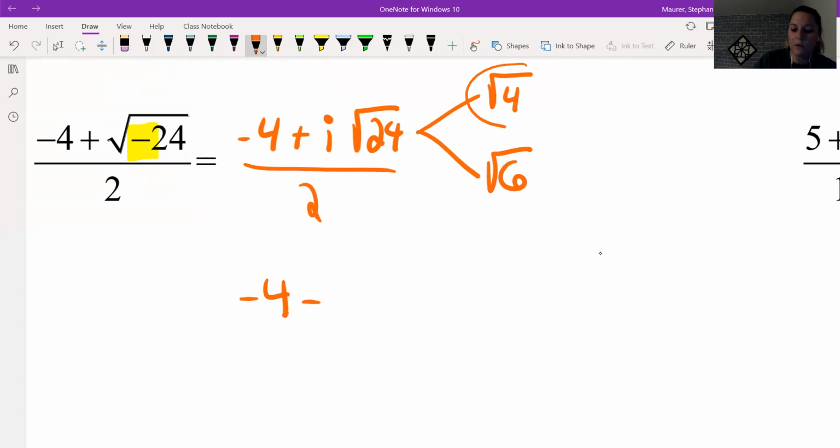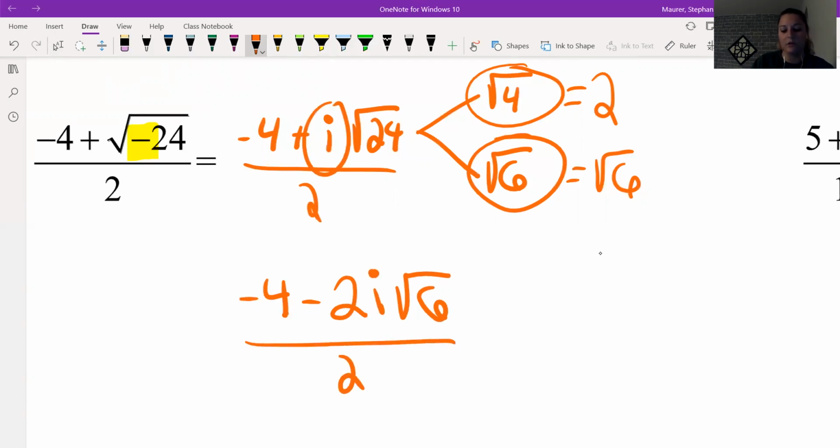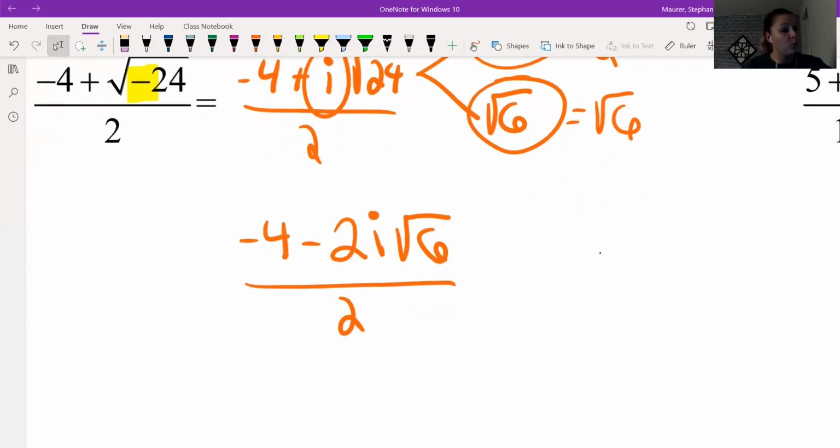Well, let's see. Square root of 4 is going to become just a regular 2. Square root of 6, that's just going to be a square root of 6. It ain't going nowhere. Don't forget about that i we found, because it's negative, over 2. Now that would be your fully simplified answer, but there is more. We can do more. So this would be fine in the sense that you pulled out the i.